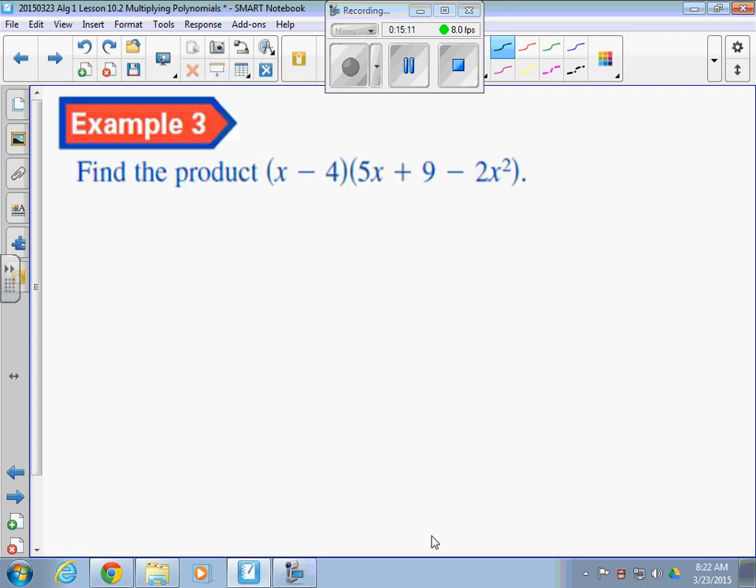Okay, on the back, everybody, do this one. Do it vertically. Do it just like the one we just did.